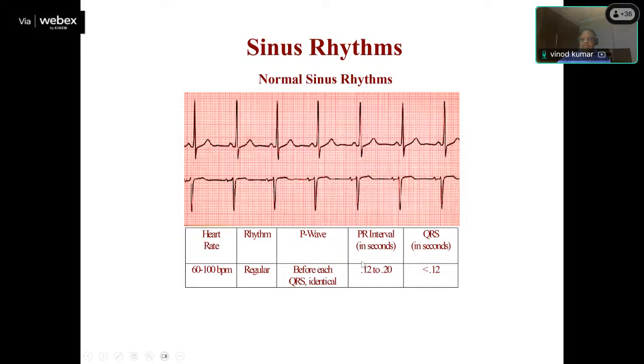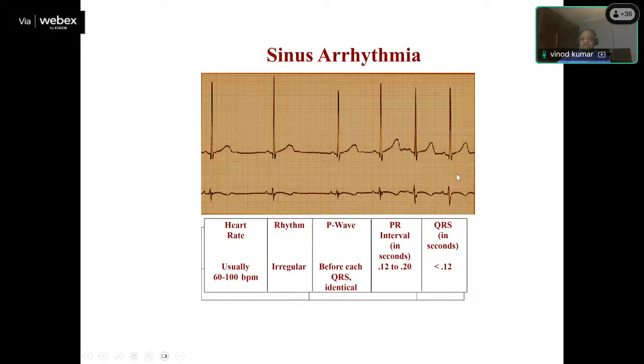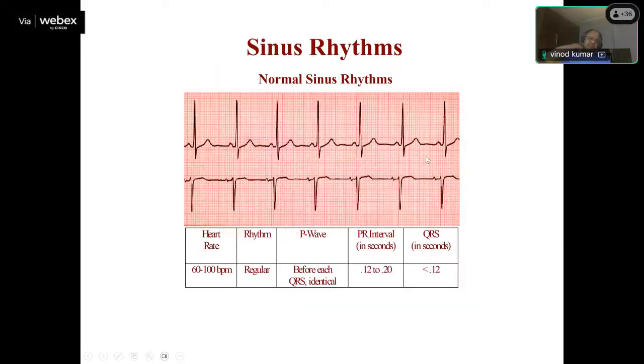PR interval is within this particular range, 0.1 to 0.2 second. That is this P to this R interval. And QRS interval is less than 0.12. This QRS interval, this QRS interval. So this is another piece of information required from the diagnosis point of view.